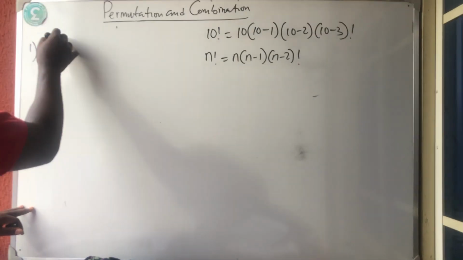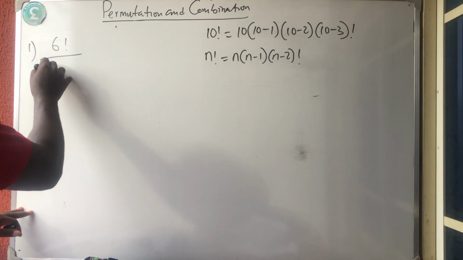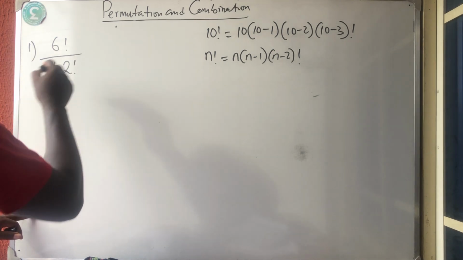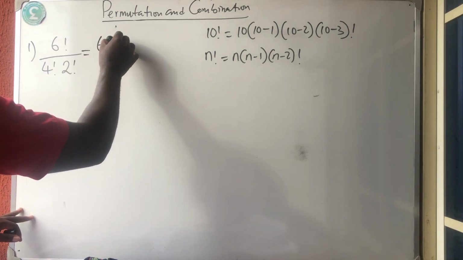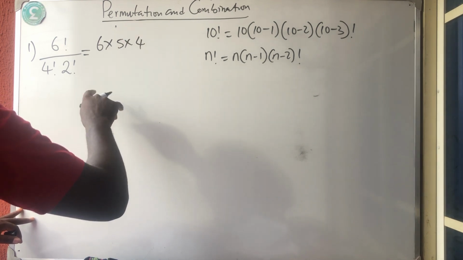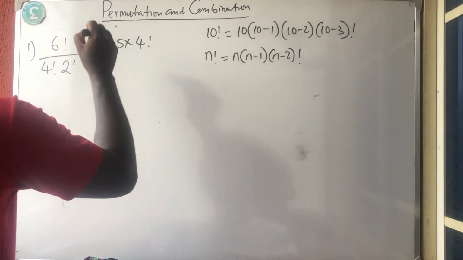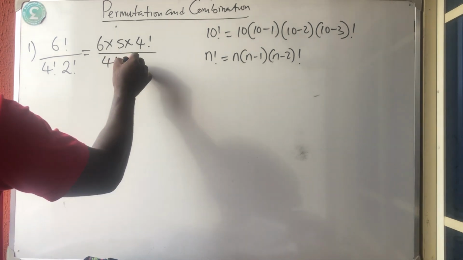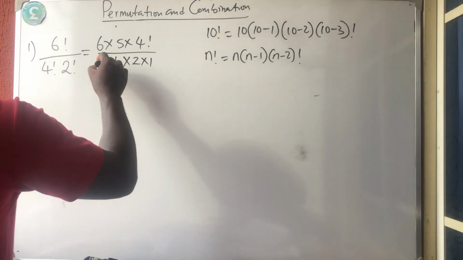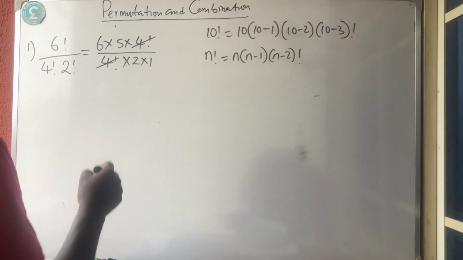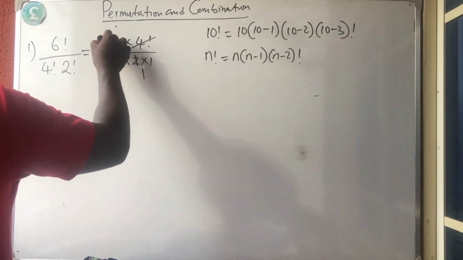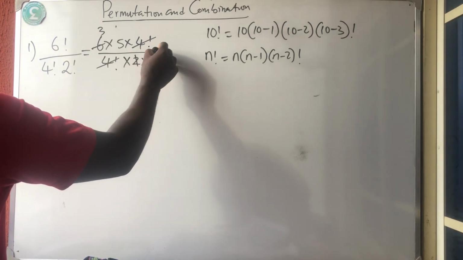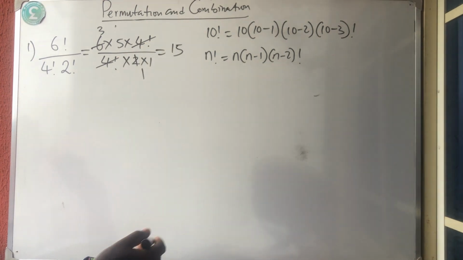The first question says 6 factorial all over 4 factorial 2 factorial. Now this means 6 times 5 times 4. I don't want to continue, so let me just put factorial here because I know that I have 4 factorial down there that can cancel. Then times 2 times 1. Now 4 factorial cancels 4 factorial. 2 divided by itself is 1. Divide here, 3. So I'm left with 3 times 5, which is 15. Very, very simple.